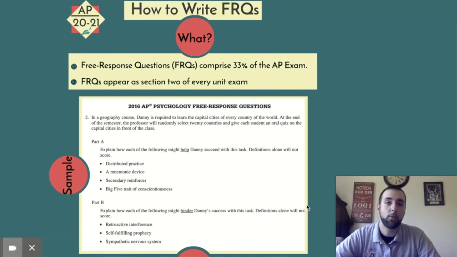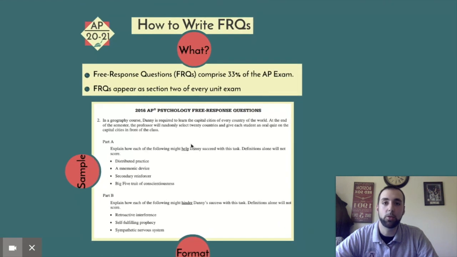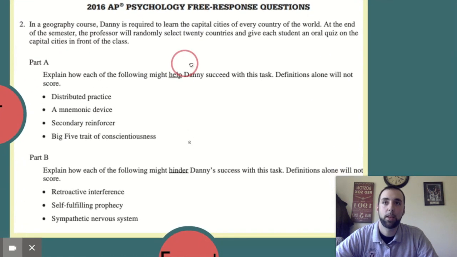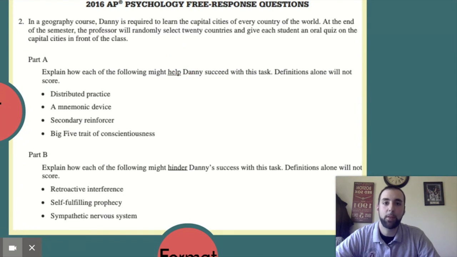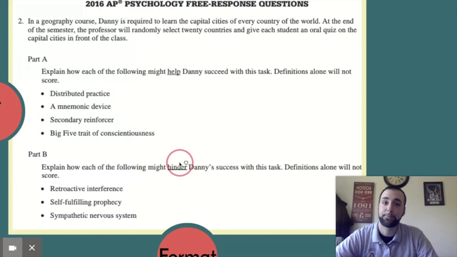Just so that you have an understanding of what an FRQ, a free response question, looks like, I provided you here with an example of the 2016 free response question. Typically, free response questions follow a format similar to this one. This is actually quite a typical FRQ. What it does is it provides you with a scenario. In this case, it involves Danny studying for his geography course, and specifically an oral exam on capital cities. Then the College Board selects random vocabulary words and asks you to identify in what way these terms are either going to help or hinder Danny's success.